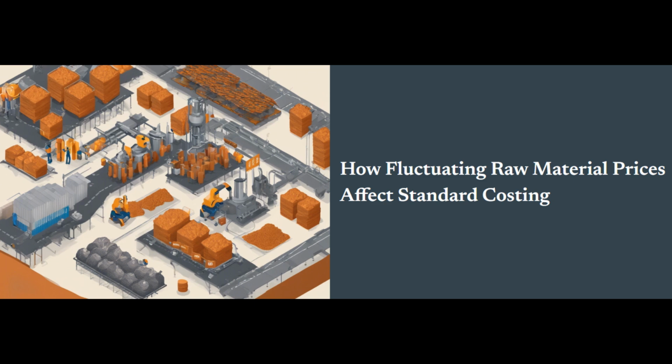In this article, we'll explore the challenges of setting cost standards in industries with variable input costs and provide some tips for regularly updating standards to reflect market changes. By understanding how fluctuating raw material prices can affect your standard costing system, you can take proactive steps to maintain accuracy and make better informed decisions about your business.